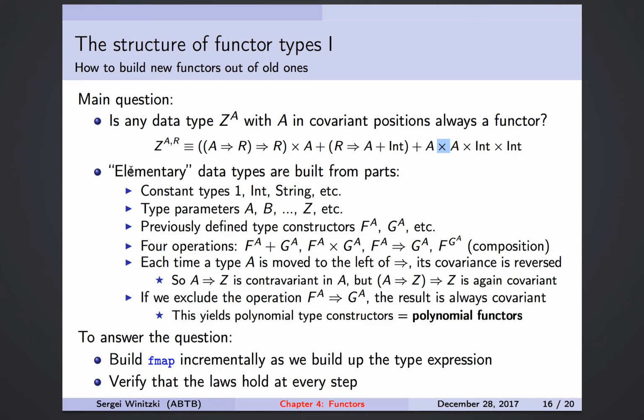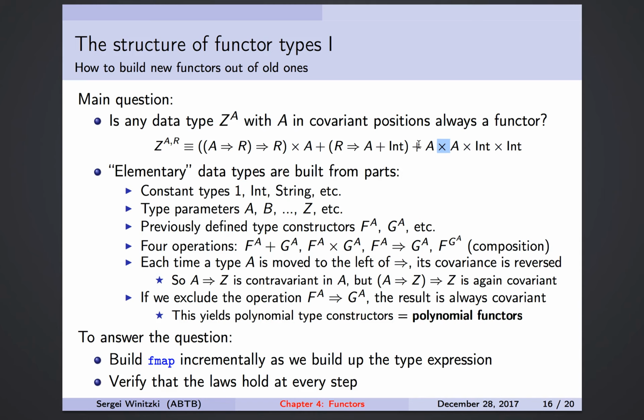And also note that if we don't use the function arrow, then everything is going to be always covariant. So if we have a function arrow, then we have to trace which one is covariant. But if there's no arrow, if a type was made without using the arrow operation on types, then all positions are covariant. And so these are types that are called polynomial types, or polynomial type constructors. And if this intuition is correct, then they're always functors. So all polynomial type constructors are functors.